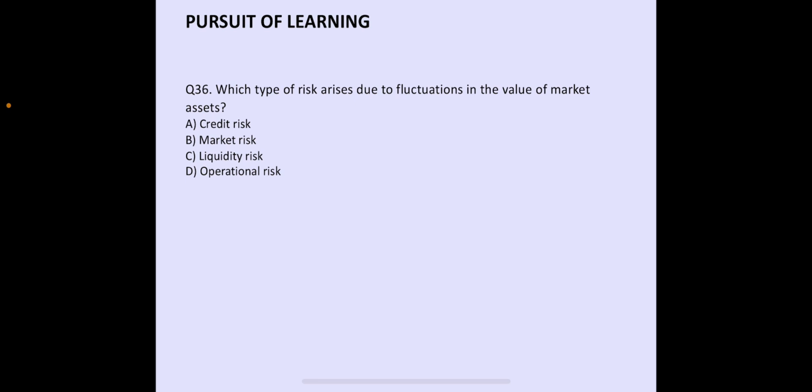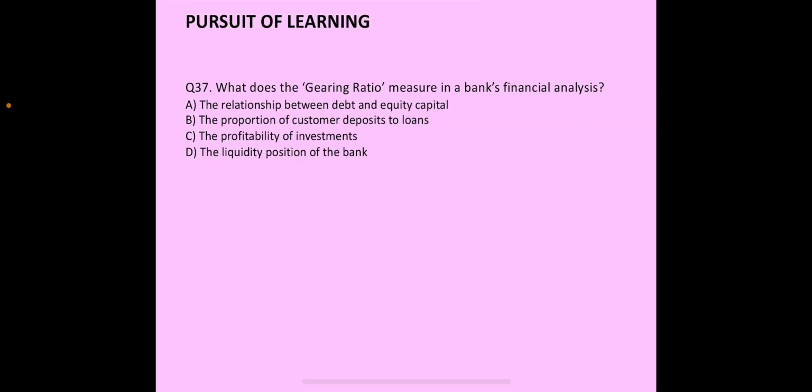Option A, credit risk. Option B, market risk. Option C, liquidity risk. Option D, operational risk. So market price fluctuation is the cause, therefore it will be market risk. 36 is B. Next question: what does the gearing ratio measure in a bank's financial analysis?